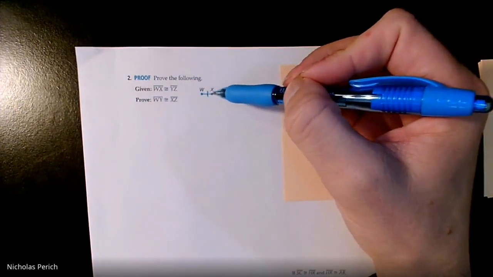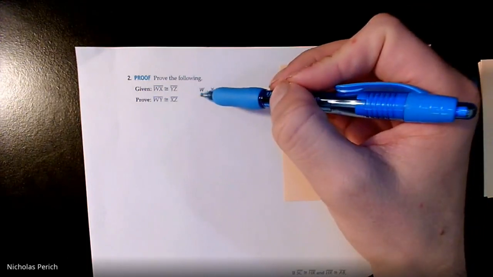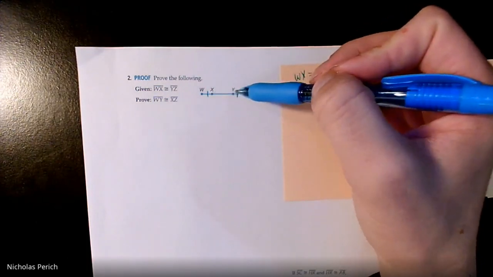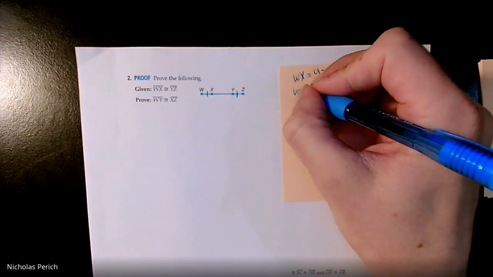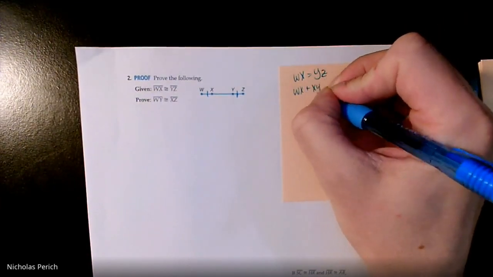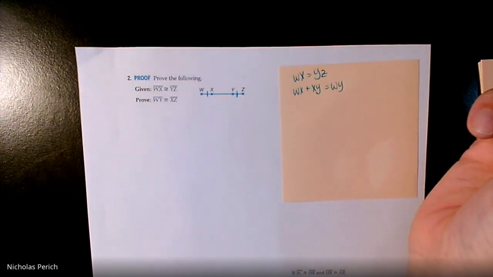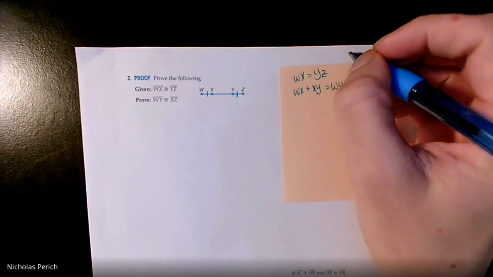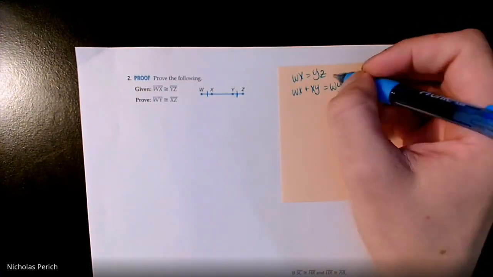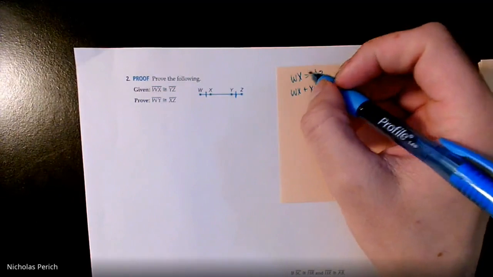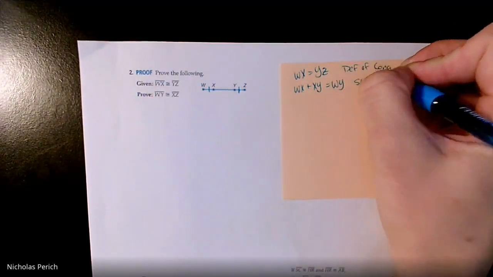There's WX. WY is that whole chunk. So WX plus XY is WY. So I'm going to say that. WX plus XY is WY. Okay, what did I do? The segment addition postulate. What did I do up here? I did the definition of congruence.